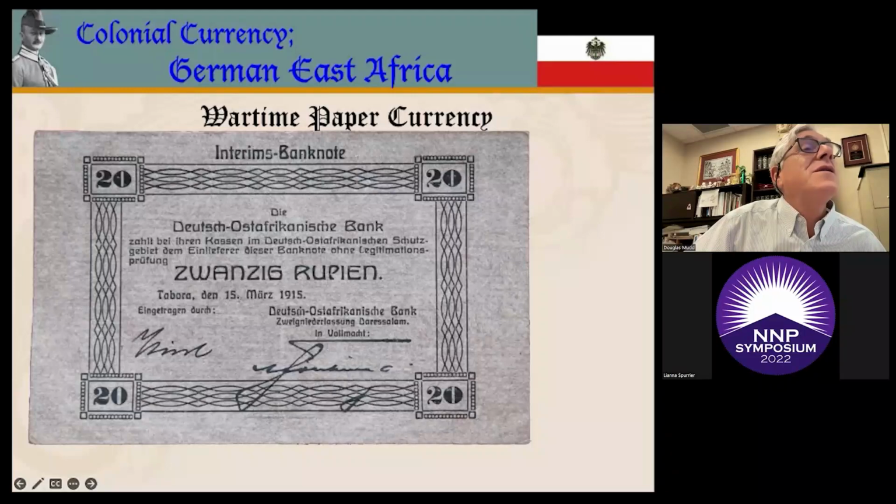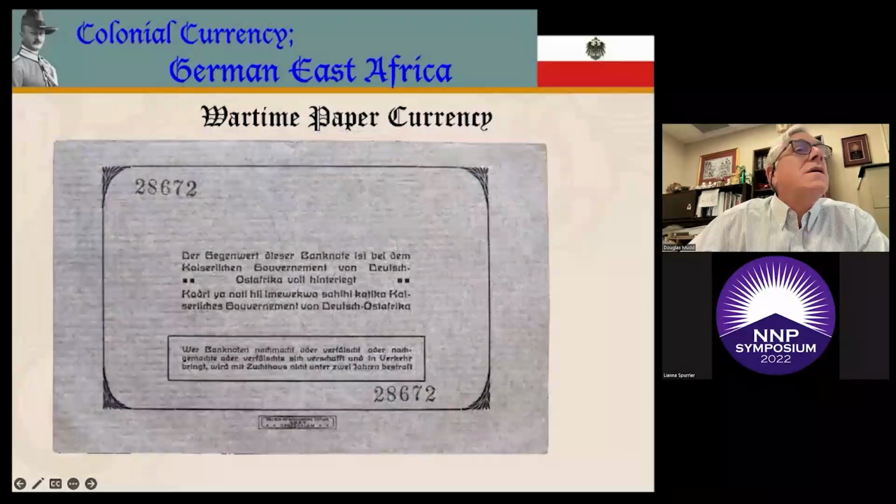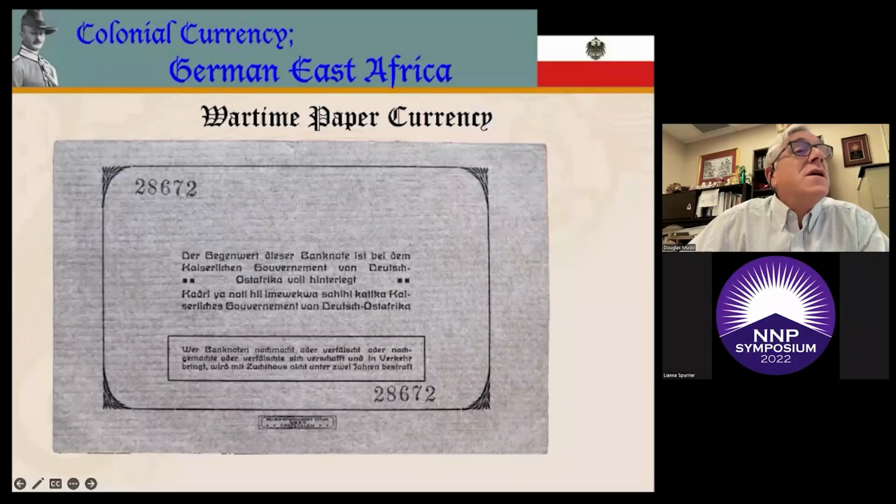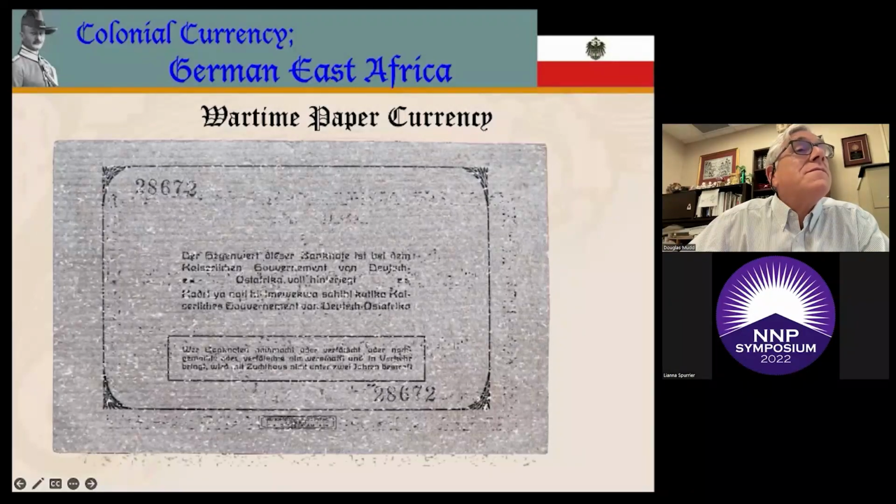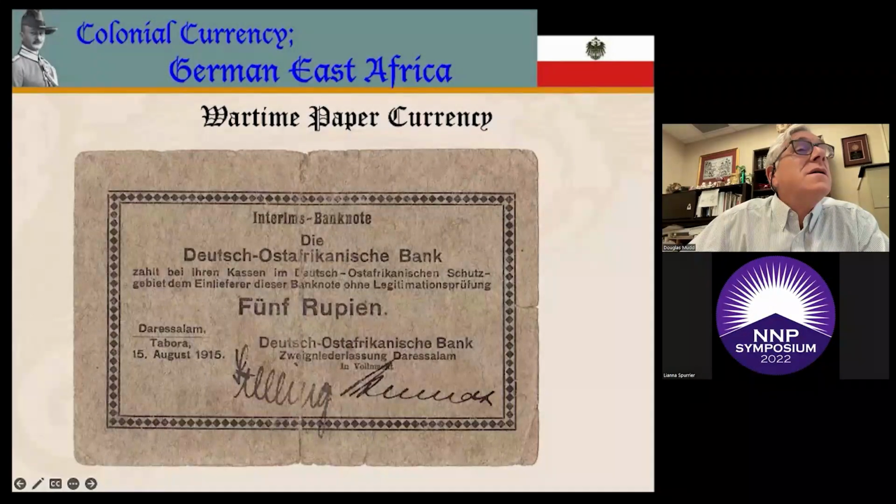You can see that they're much simpler than the older notes, but then they're using basically newspaper printing presses without having the advantage of some of the more advanced printing techniques available in Europe. And the reverse is very simple, basically warnings of what the note can be used for and how long they were good for. Here you go with a 5 rupee note of the August issue.